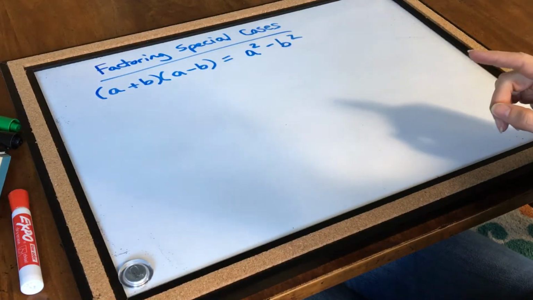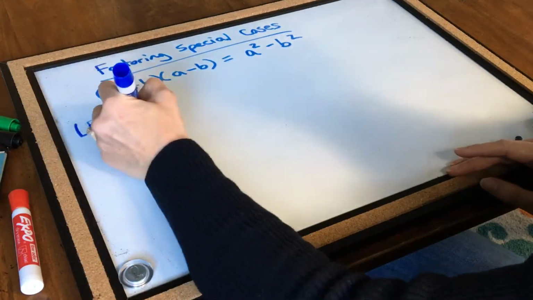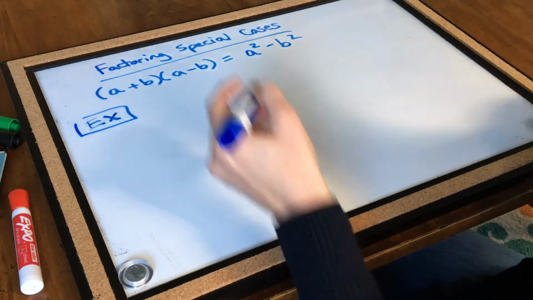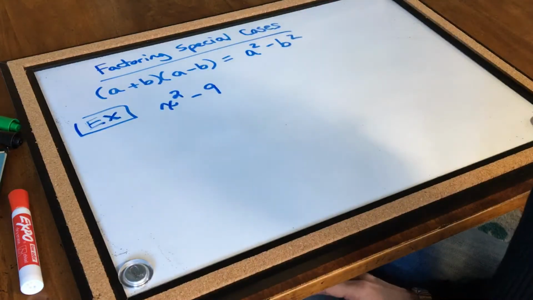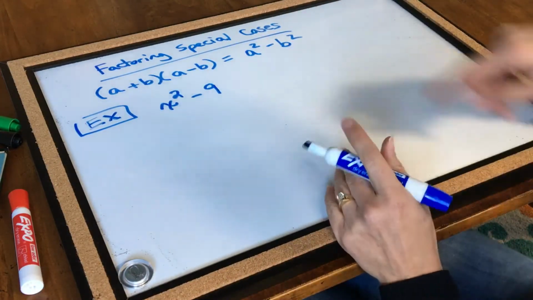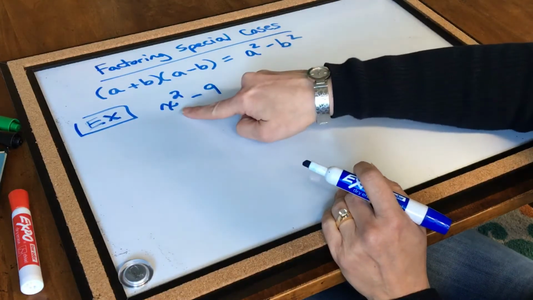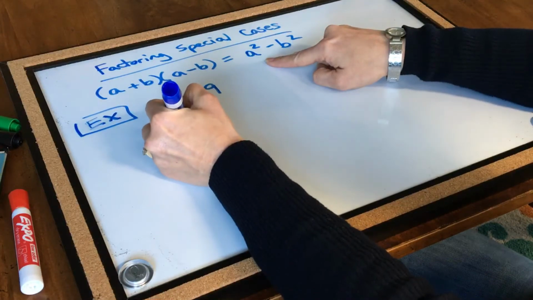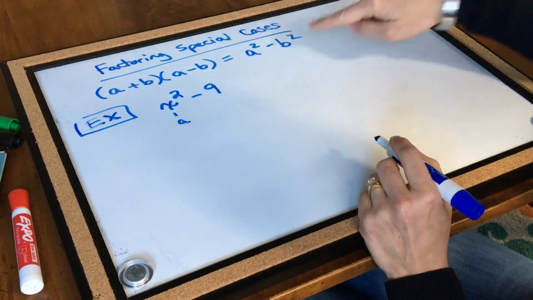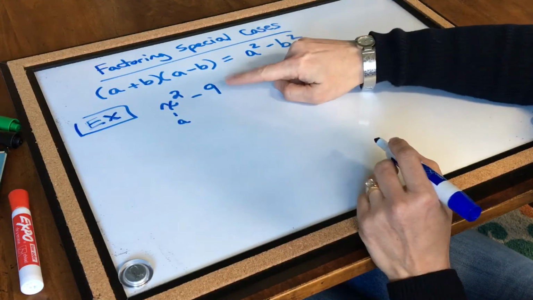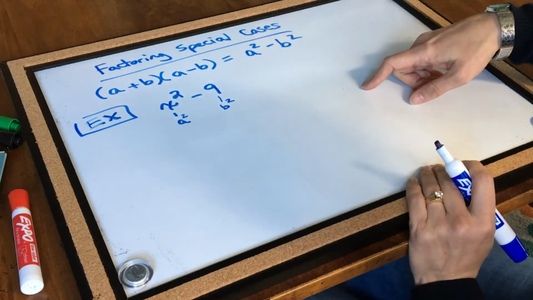So we're going to look at problem 3, and this is on page 513. My example is x squared minus 9, okay? As I look at this, I can see that this falls exactly into this format. X squared falls in the a squared position, so my a is going to be x. And if I look at b squared, 9 is in the b squared position.